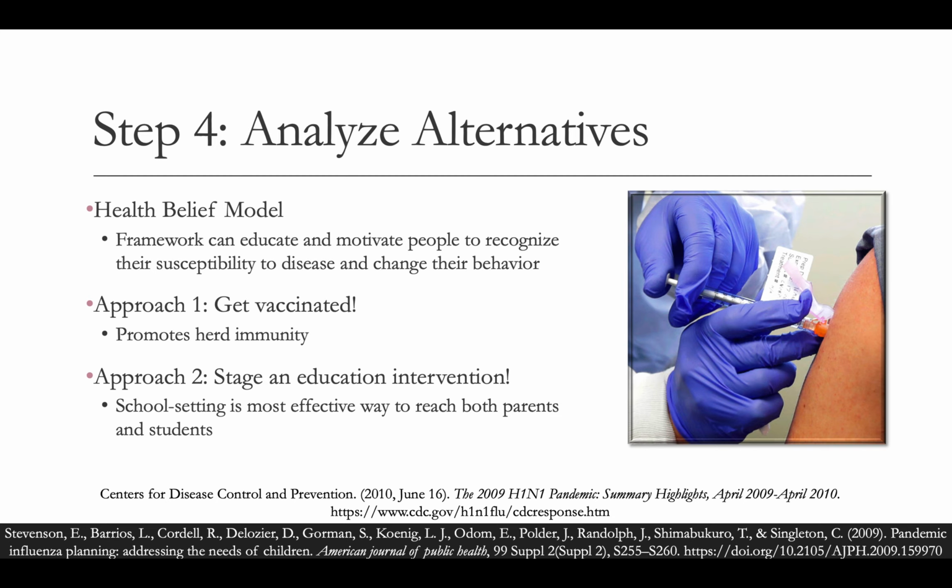The second approach they can take is to stage an education intervention. The school setting is probably the most effective way to reach both parents and students on a wide scale. This can include sending newsletters to the home and having parent-teacher conferences that educate parents on how to inform their children on staying safe during the disease outbreak.